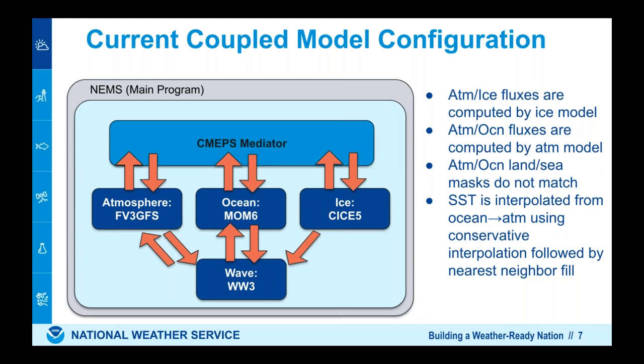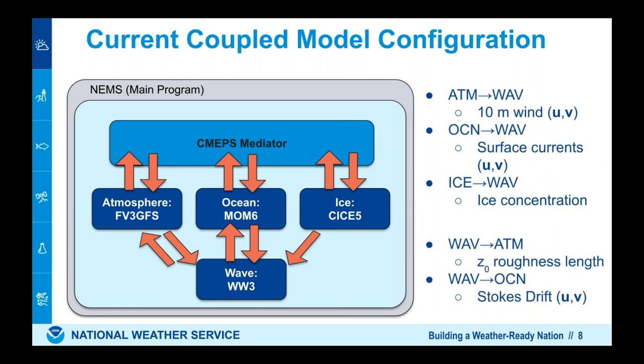So some details about the exchange of information. The atmosphere-ice fluxes are computed by the ice model, and then the atmosphere-ocean fluxes are computed by the atmospheric model. Currently, our atmosphere and ocean grids' land-sea masks do not match. So the SST, when it's interpolated from the ocean to the atmosphere, is first interpolated using a conservative method, and then nearest neighbor fill is used to fill in any remaining points.